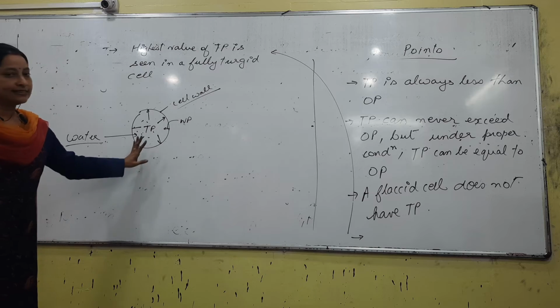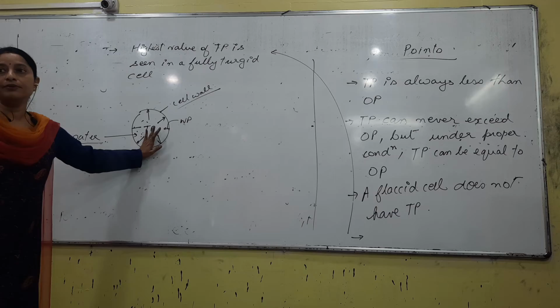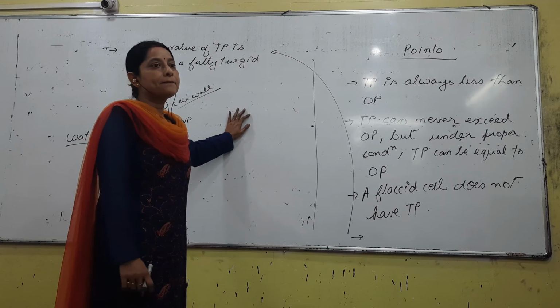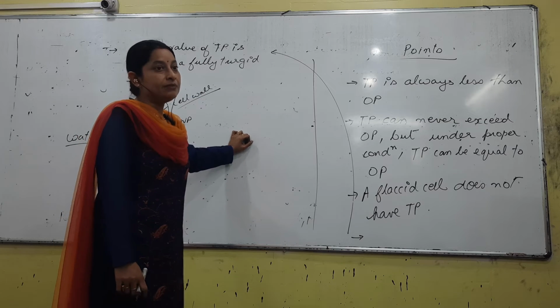Next, the thing that we have to talk about is DPD. So make a heading: diffusion pressure deficit. Then the shape will be maintained, and there has to be a balance.